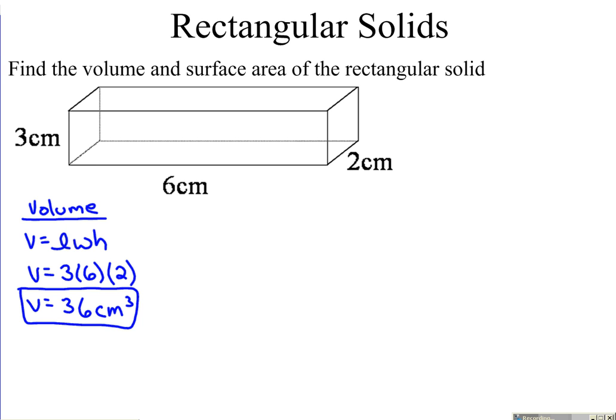Okay, surface area. We have to find the area of all 6 faces: the top, bottom, left, right, front, and back. The nice thing is there are really 3 pairs of sides. The top side is going to be the same as the bottom side.